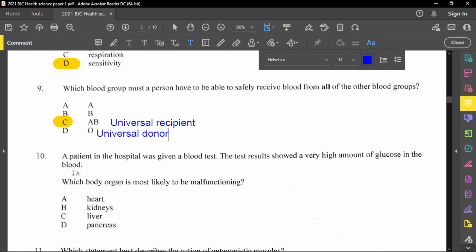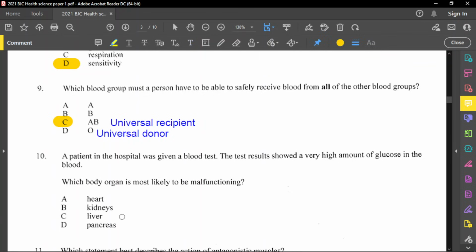For number 10, a patient in the hospital was given a blood test. The test results show a very high amount of glucose in the blood. Which organ is most likely to be malfunctioning? High glucose in the blood suggests the person is diabetic, and what controls the amount of sugar in the blood is the pancreas.